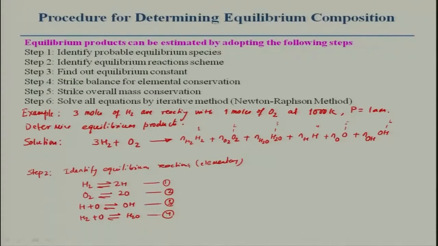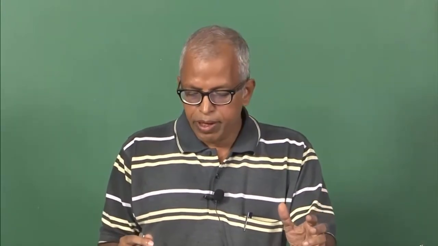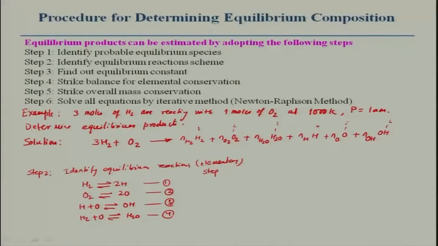Are you getting? So, all species are coming here or not? H is coming, O is coming, S2 is coming, O2 is coming, total 4, and OH is coming, 5, and S2O, total 6 species are involved. That means I do not need any further chemical reaction to be considered for finding the equilibrium composition. And step 3 is to find out the equilibrium constant.